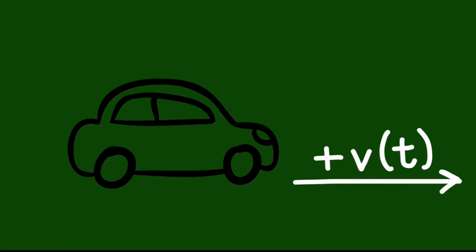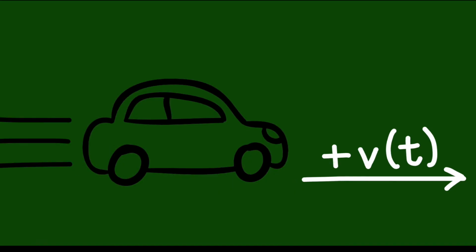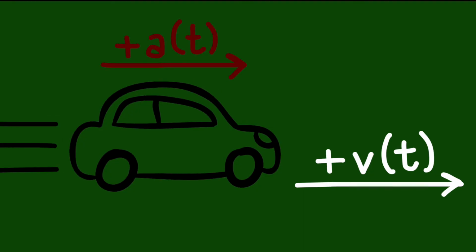When the velocity is positive, the car is moving forward. If the car were to be speeding up, the acceleration would also have to be positive, as it would have to be accelerating forwards as well.